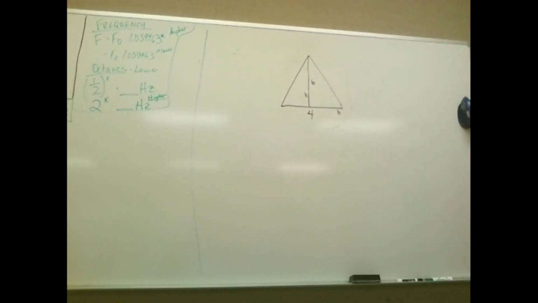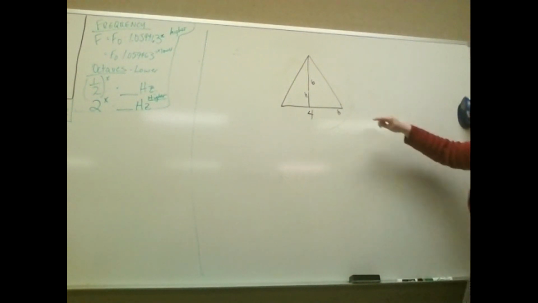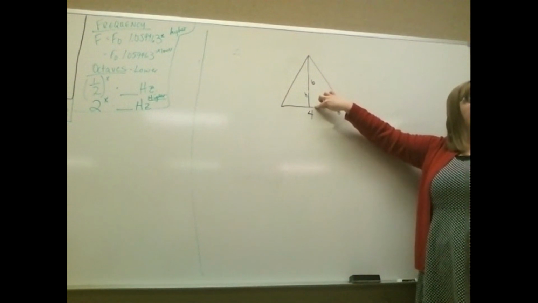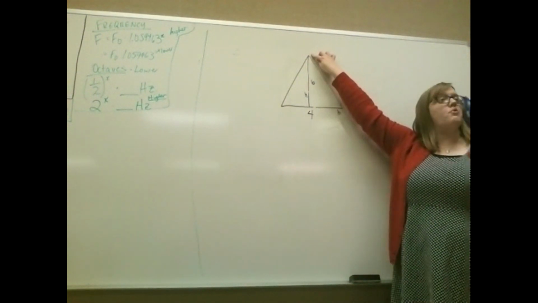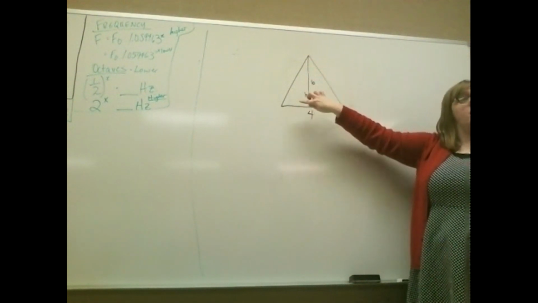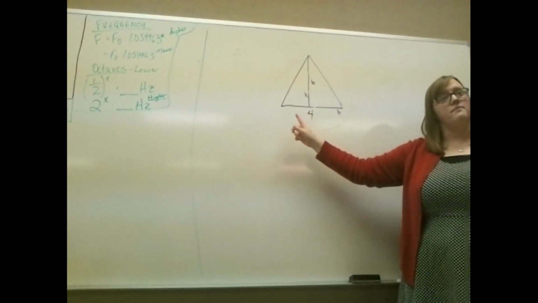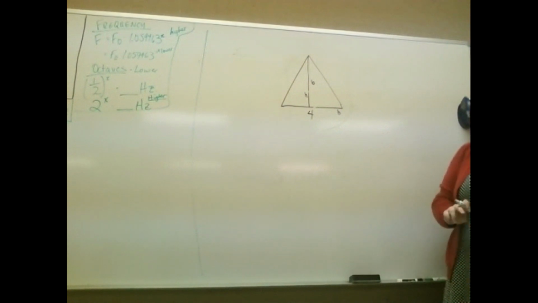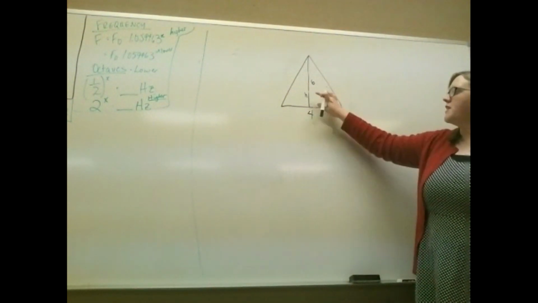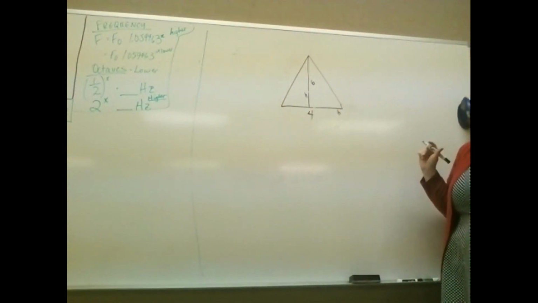A lot of times your height will be drawn as a straight line from the center point of your base up to the point of your triangle. That's your height. And your base is just what runs along the bottom. Okay? So I just put H and B so you guys would know what those numbers were.